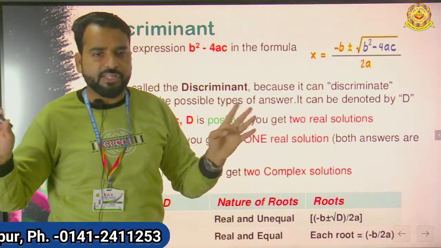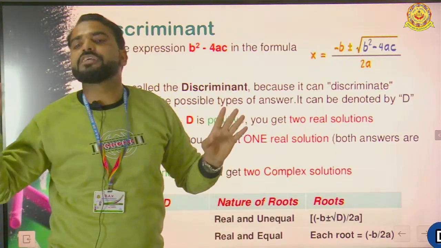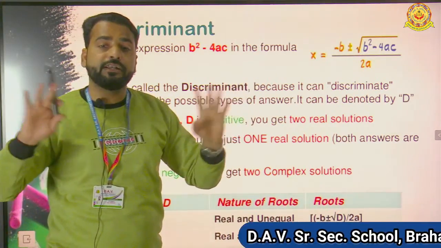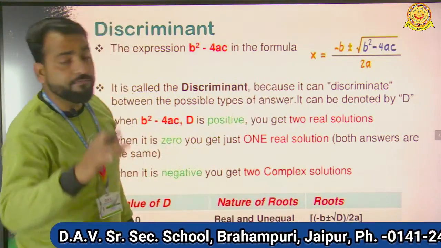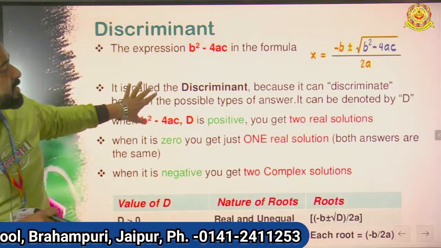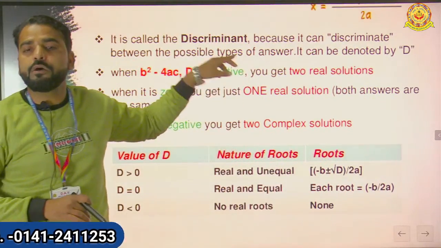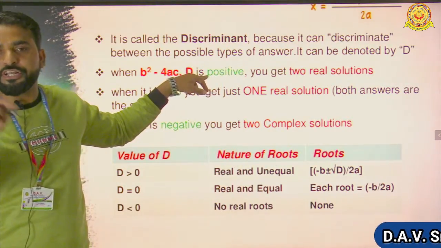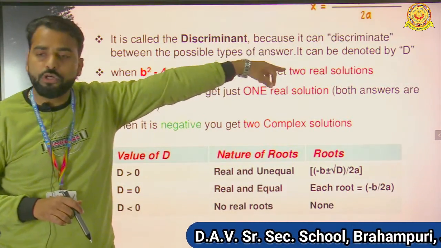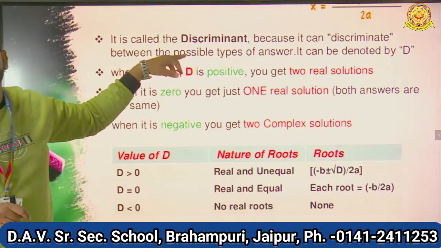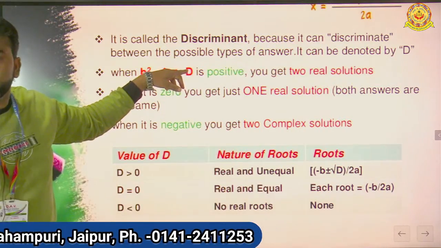It doesn't always come the same in plus and minus. So in plus something will come, in minus something will come. That means there will be two different discriminant answers. So when will we get the two different discriminant answers? When your D is positive. Okay, mention it. When we will get the discriminant or two real solutions, when D, that means discriminant, is positive.